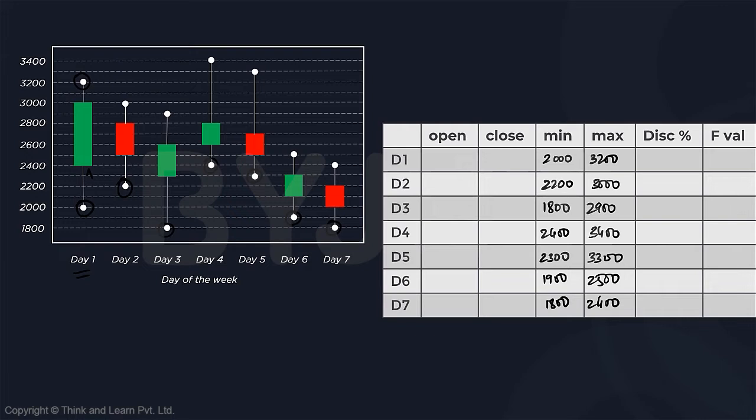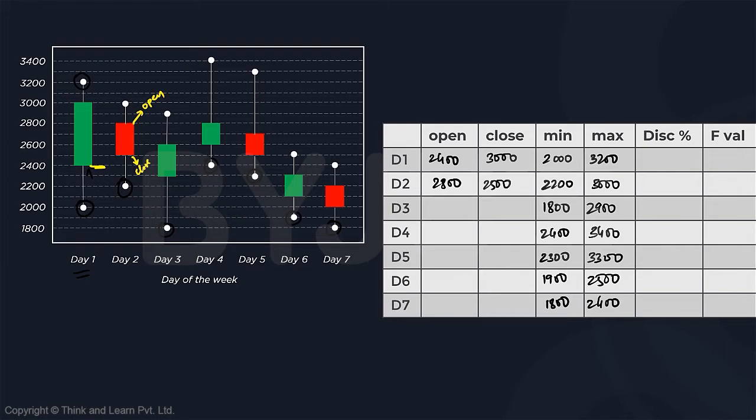So the open here, because it's green, so the green means the open one is over here. So let me use a different ink. So this is the open. So green, remember, open is bottom and close is up. Red is the opposite. So if I'm talking about open and close, so let me quickly write open price for day 1 is 2400 and the close is 3000. The day 2, it is red. So red, you have to keep in mind, this will be the open price and this will be the close price, which means my open price will be 2800 and my close price will be 2500.